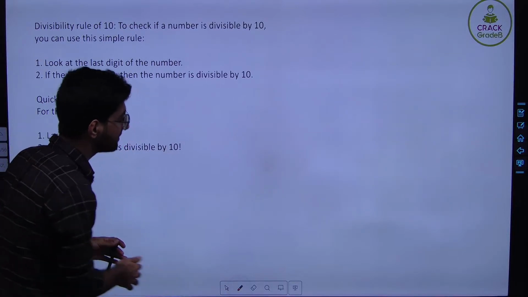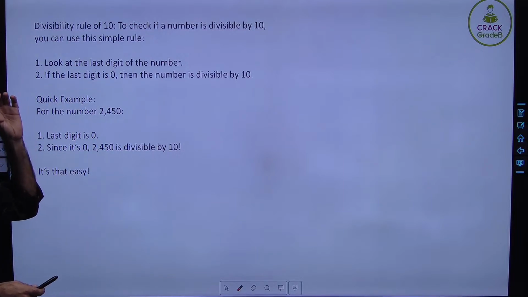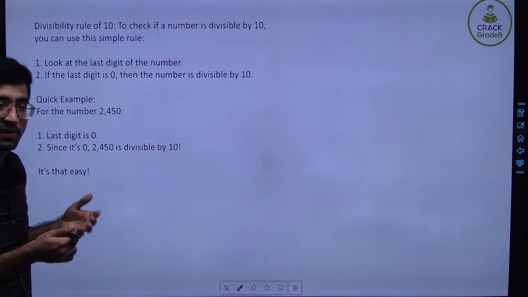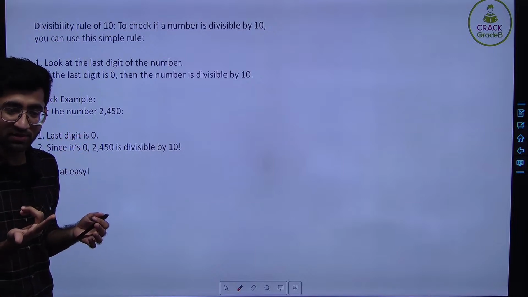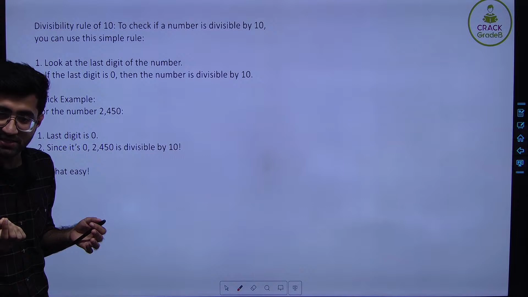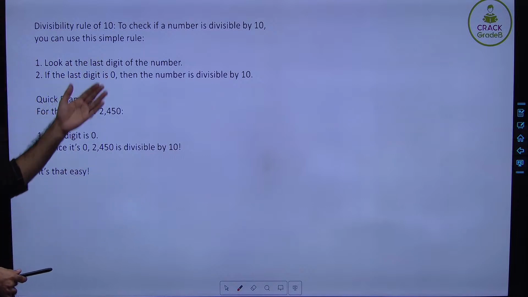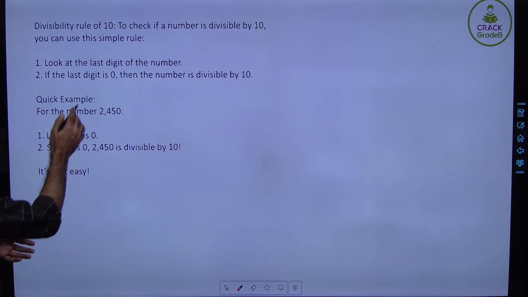Now we will learn about the divisibility rule of 10. See, it is very simple, right? If the unit place contains 0, if 0 is at the unit place, it means that the number is divisible by 10, right? To check if a number is divisible by 10, you can use this simple rule.